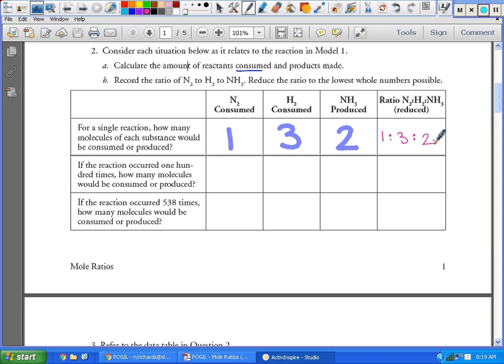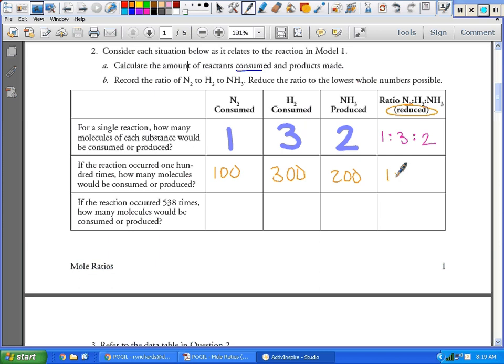Okay. Now, what happens if the reaction occurred 100 times? How many molecules would be consumed to produce? So how many nitrogen molecules would be consumed? 100. What about hydrogen? 300. And what about ammonia? 200. Now, in that very last column, notice this word right here. What will we reduce it back to? 1, 3, 2.